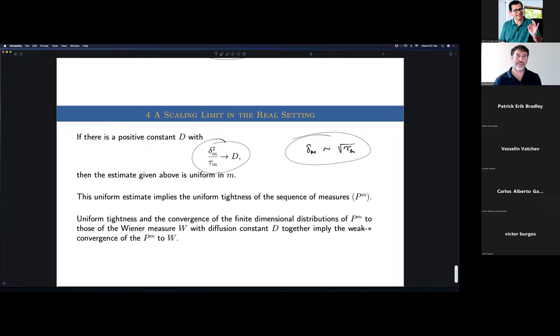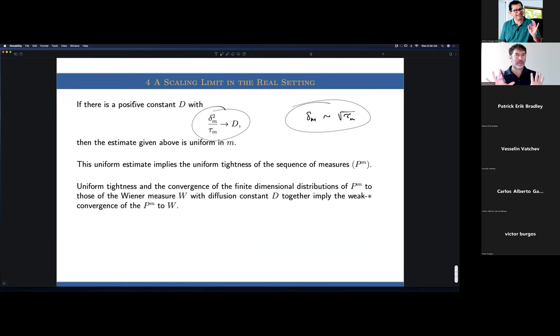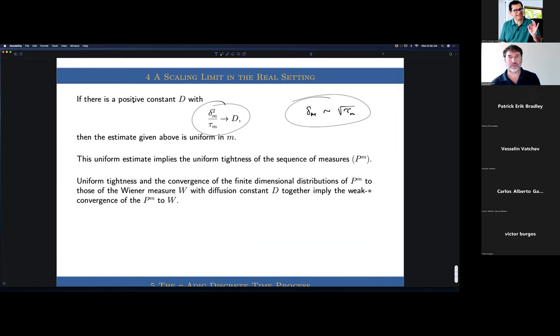So now we go to the p-adic process. And it's obviously a bit more complicated. For each M in the natural numbers, are we okay with this? Right now I just want to make sure, before we move on, that we're just fine with this part. Any questions, comments, objections? No, so far so good, David.